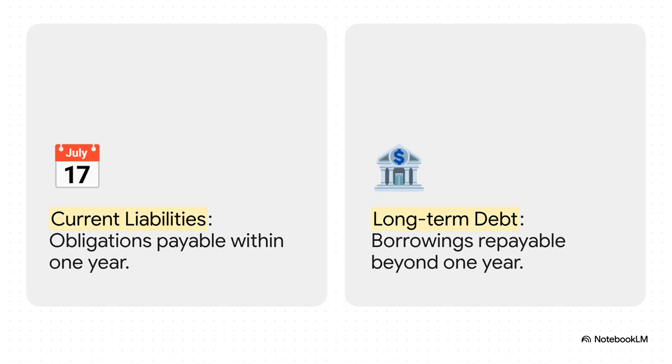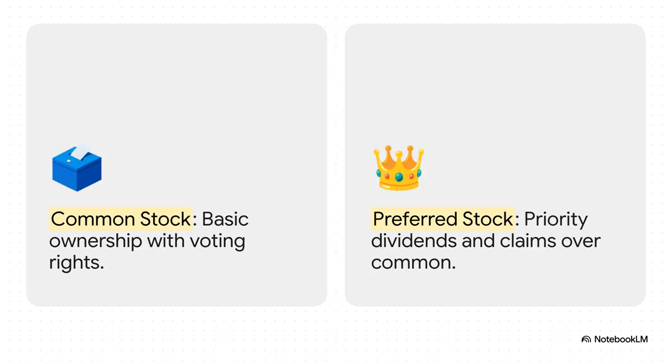But long-term debt, those are borrowings you repay beyond 1 year. These are the funds supporting long-term business financing and strategic growth. They aren't an immediate crisis. They're a structural choice. Okay, let's look at the final piece of the balance sheet equation, equity. Here, we contrast common stock with preferred stock. Common stock represents the basic ownership shares.